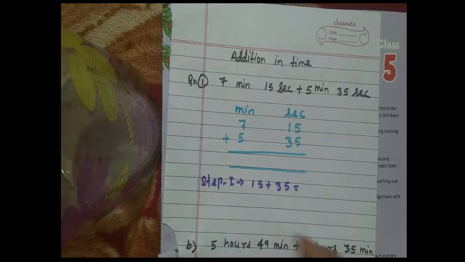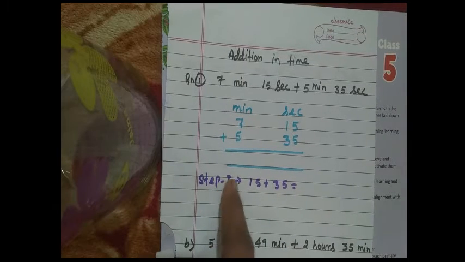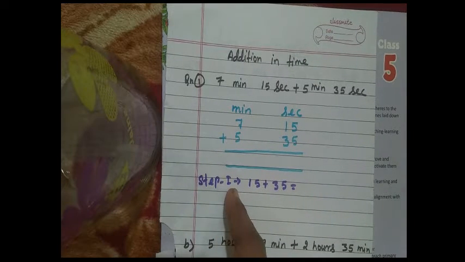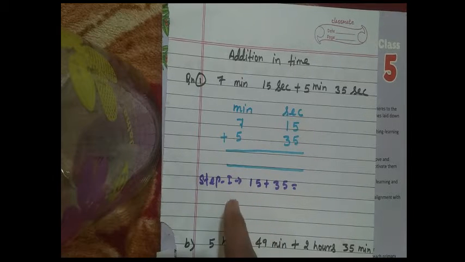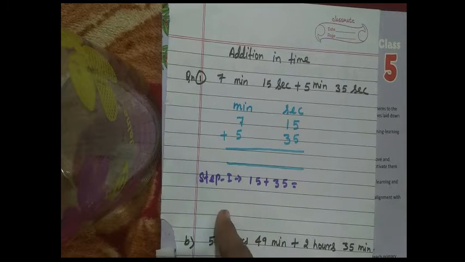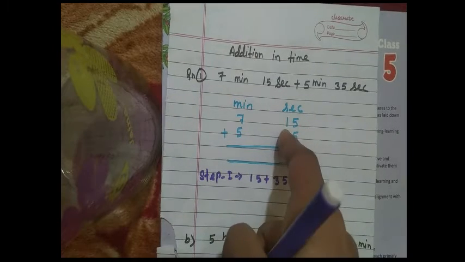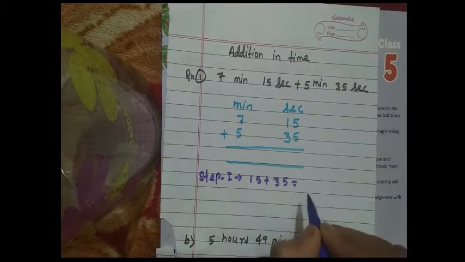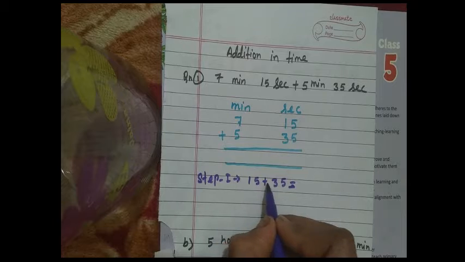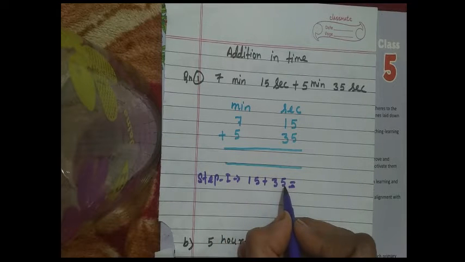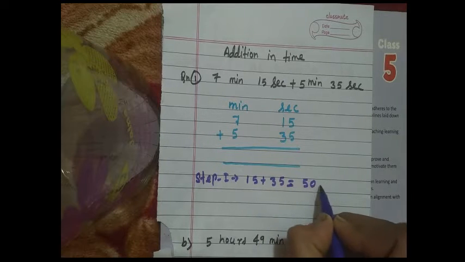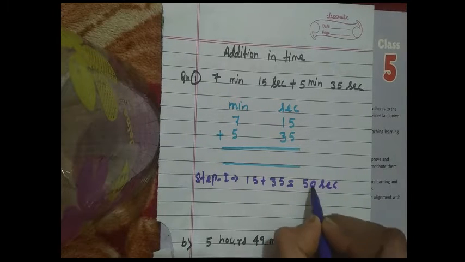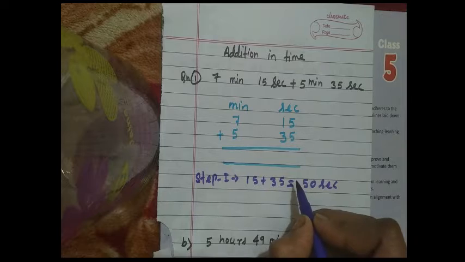See, do not skip this step. This is very, very important. You will lose marks if you do not do this step. Need to write these steps. So 15 seconds plus 35 seconds, what answer will you get? That is 50 seconds. You can see 50 is less than 60.